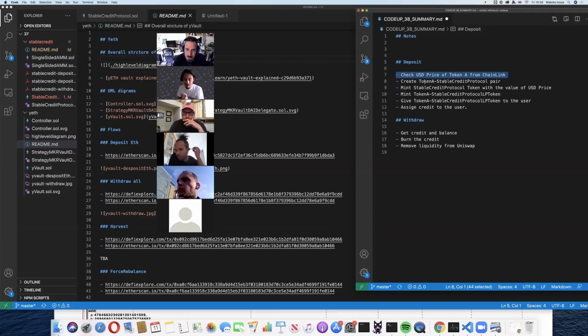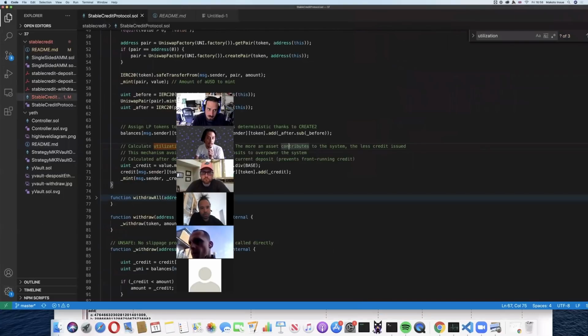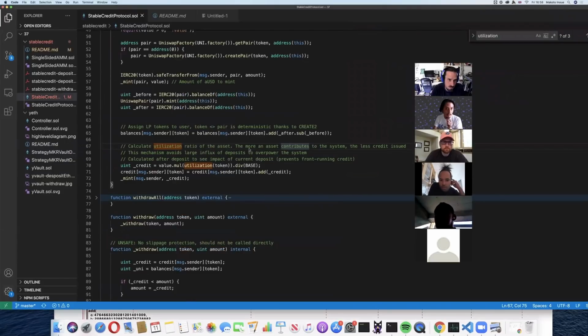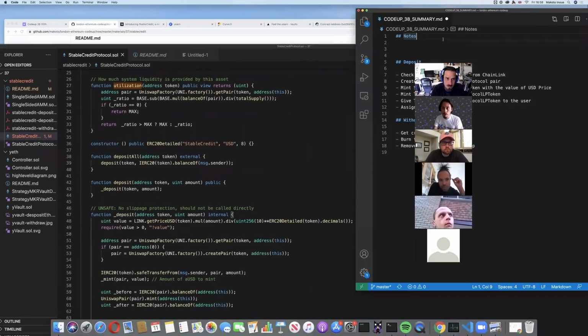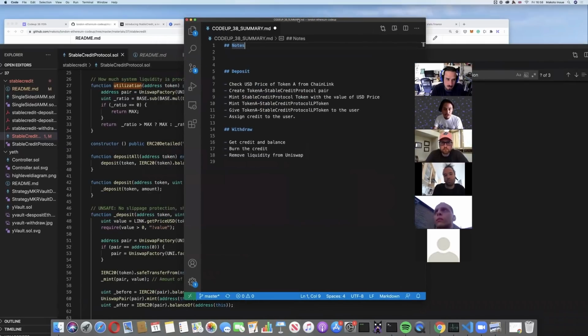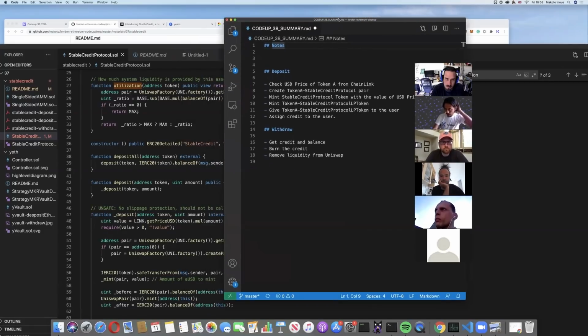Then assign the credit to the user. And I think assigning the credit to the user is the part that does the heavy lifting. It does the utilization ratios, based on the utilization. And when you withdraw, it doesn't really do anything: you just get credit, you burn the credit, and you remove from Uniswap. That's it. That's all you need to do to facilitate everything I just said.